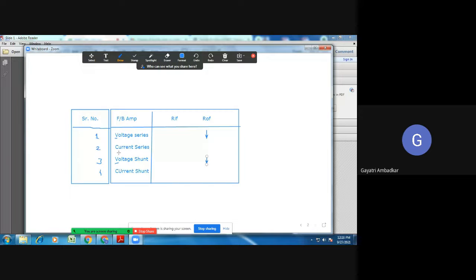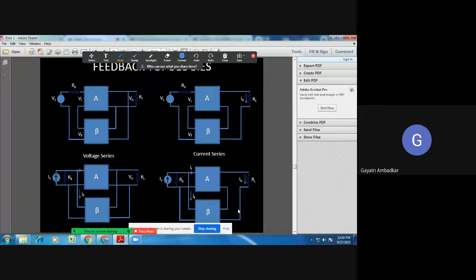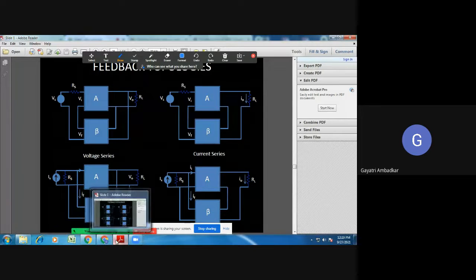Now, whenever my first word is current, how are the beta network and the amplifier's output connected? Look here, for current sampling, how are they connected? In series. So what is the effect of series connection of resistors?